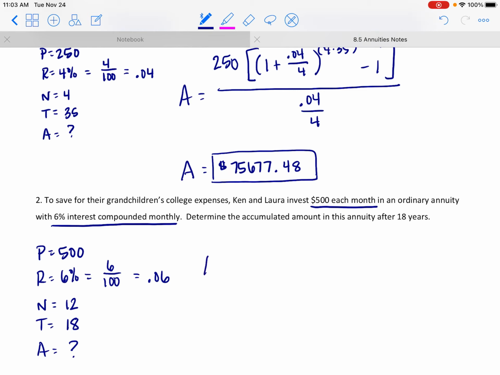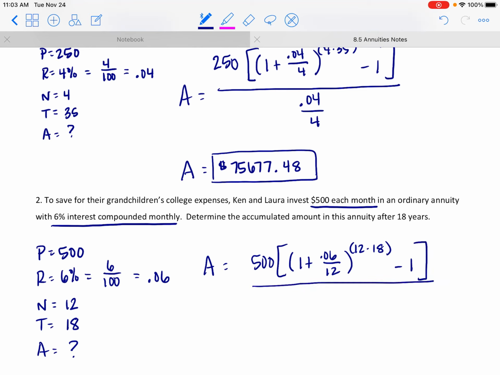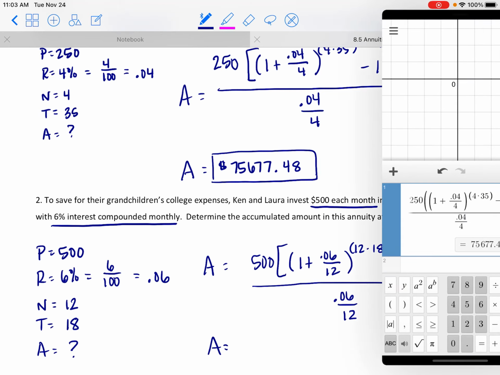So A is going to equal a payment amount of 500 times 1 plus 0.06 over 12 raised to the nt power, so 12 times 18 there, minus 1. Close that off, and then all of that gets divided by r over n, so 0.06 over 12. Alright, so we got it all in there. Now I know exactly what to type into my calculator.